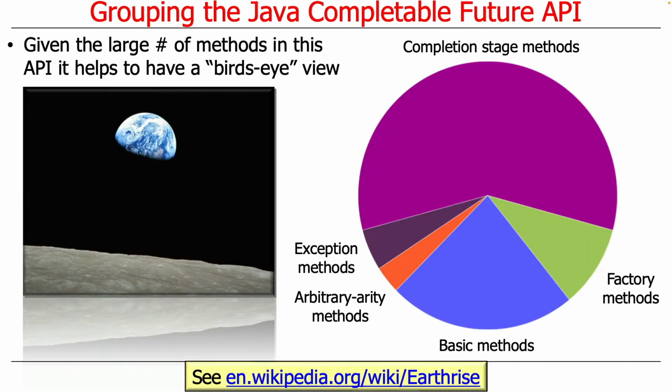So let's talk about how to group the API. Given the large number of methods, it helps to have a bird's eye view. This is a very famous bird's eye view. This is actually an astronaut's eye view, or a camera run by an astronaut. That's called Earthrise. It was a famous photograph taken of the Earth as they went around the moon, which is kind of cool. No one had had that view of the Earth up till that point, which is kind of neat. So that's about the ultimate bird's eye view.